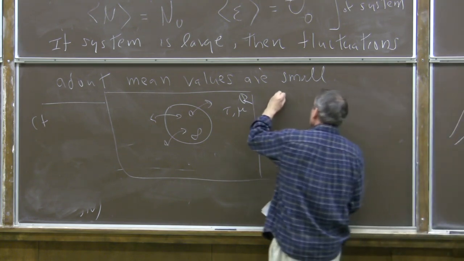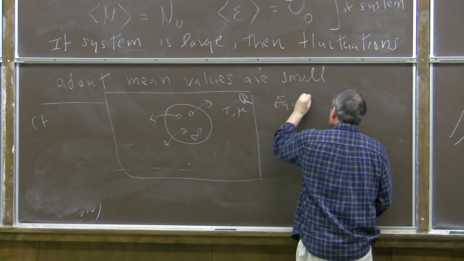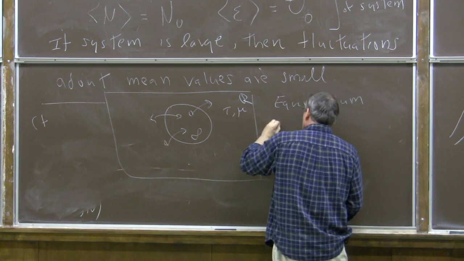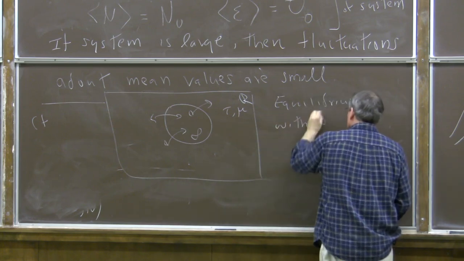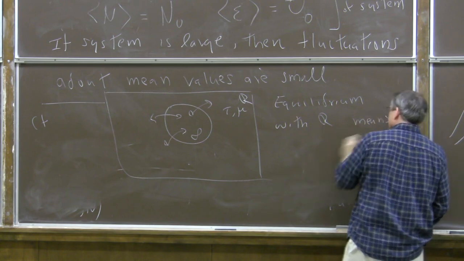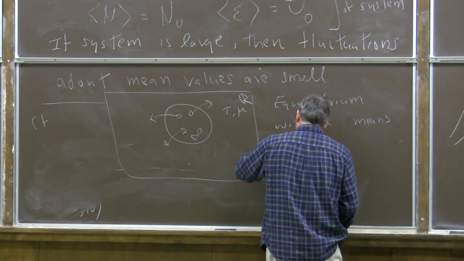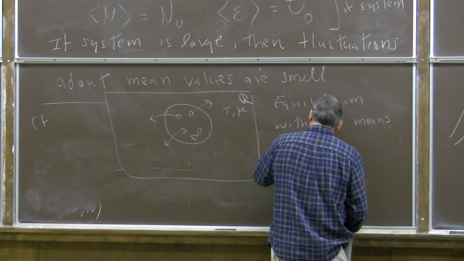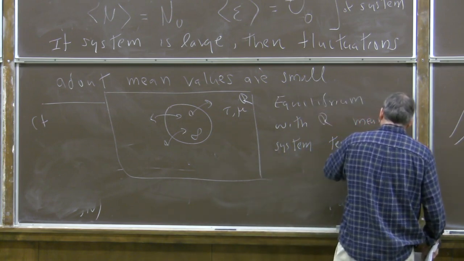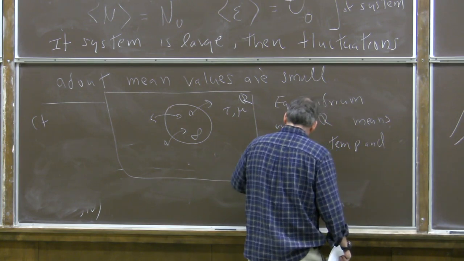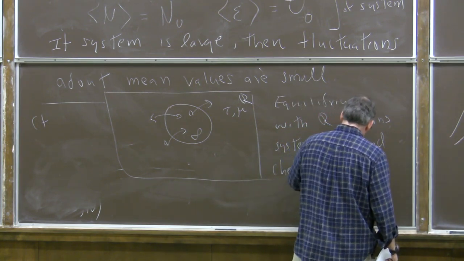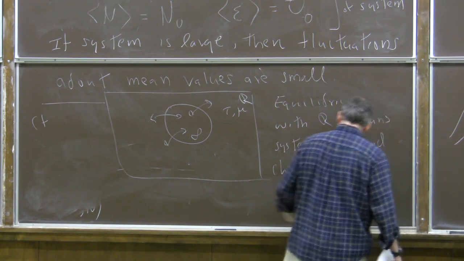So equilibrium with the reservoir means the system temperature and chemical potential are also tau and mu.